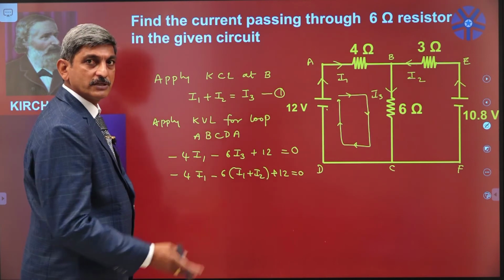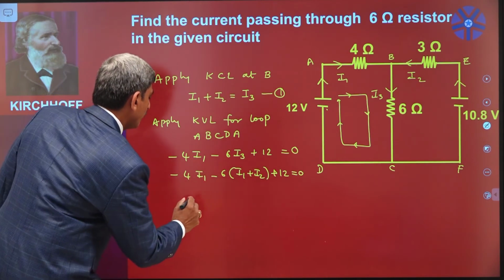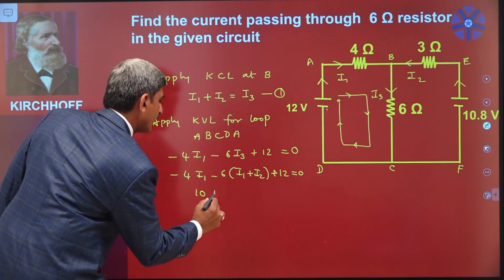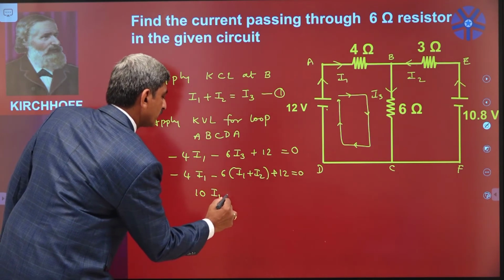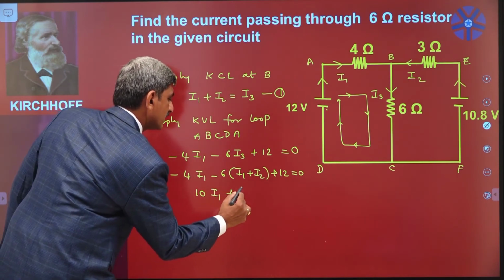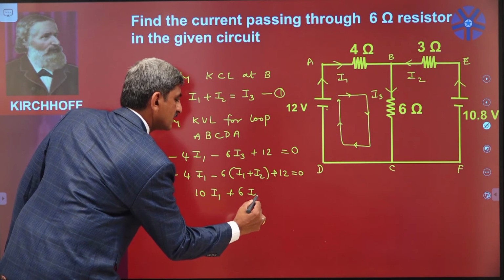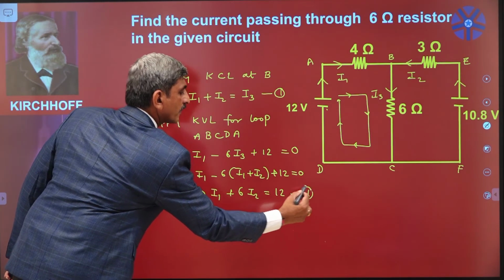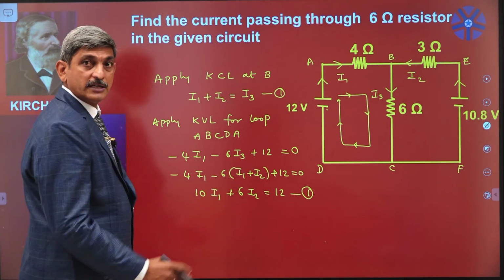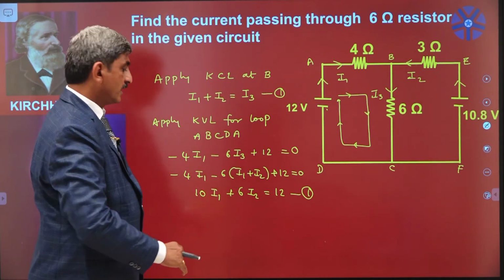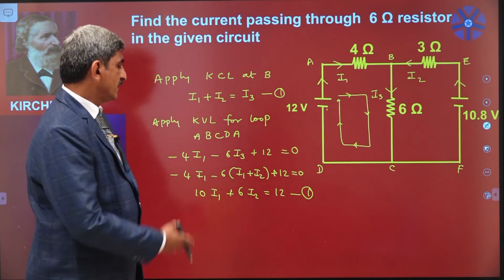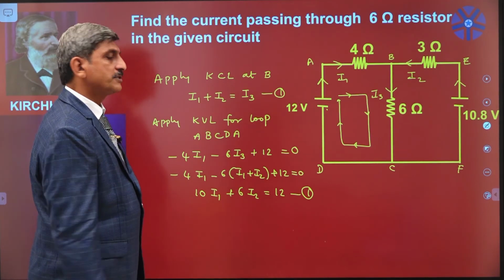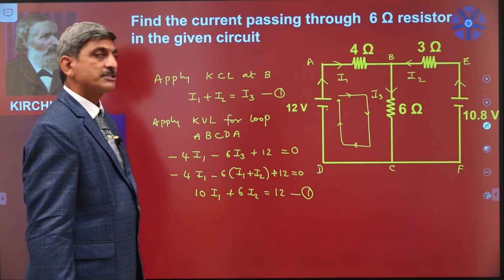By expanding the bracket and rearranging the terms, we have 10I1 plus 6I2 is equal to 12. Let it be equation number 1.